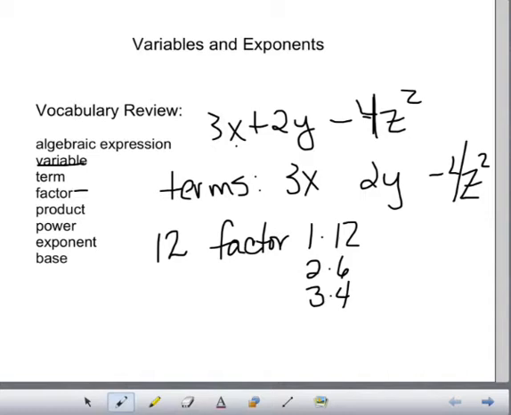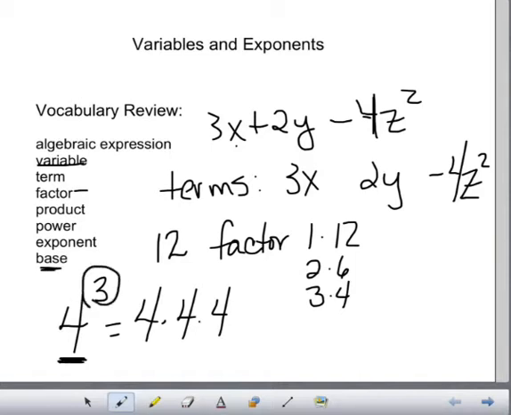Okay? Power, exponent, and base are dealing with exponents. So if I had like 4 to the third power, okay, that's my power. What does that really mean? What does 4 to the third power mean? It means 4 times 4 times 4. You're going to take your base number, okay, base is one of the vocabulary words we're talking about. Base number is 4, and you're going to take it as many times as the exponent, 3 times. 4 times 4 times 4.